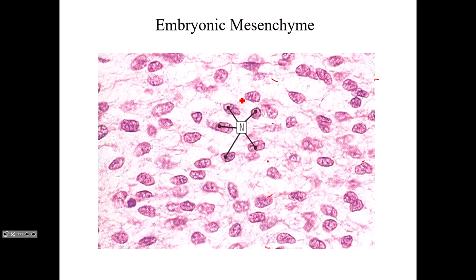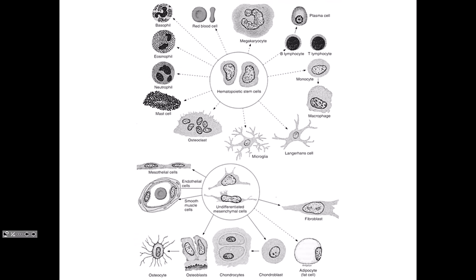Let's look at some of these. So basically, pretty much all connective tissue has an embryological origin of mesenchyme, which looks like this. It's pretty nondescript. And then it will differentiate into more recognizable cell types. So here we have our two origins of connective tissue.